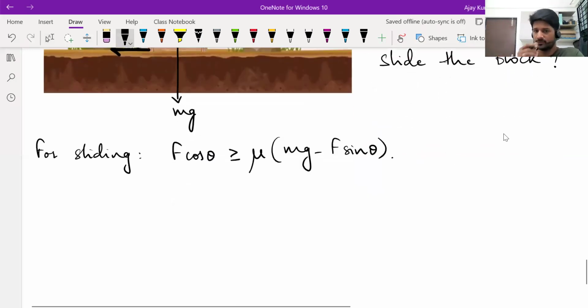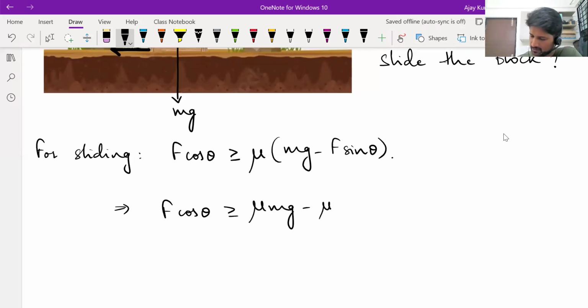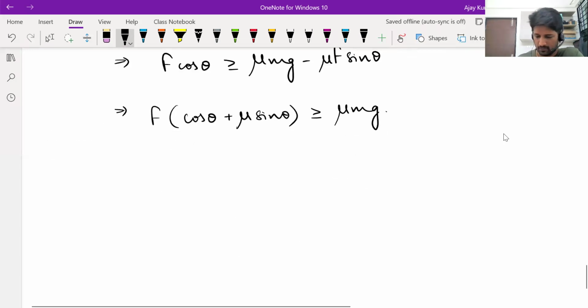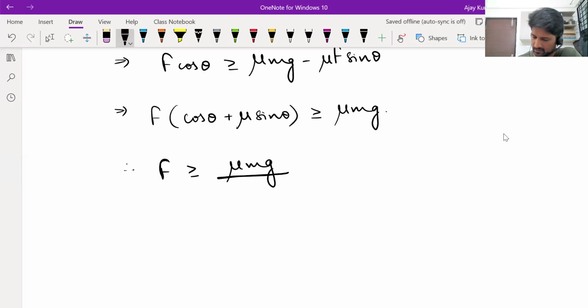Now let us keep the F terms on one side. You get F cos theta. On the other side, you have minus mu F. Okay, let me simplify this. Mu mg minus mu F sin theta. Now keep the F terms on one side. You get F times (cos theta plus mu sin theta) greater than or equal to mu mg. Therefore, the force needed to slide the block is greater than or equal to mu mg divided by the term cos theta plus mu sin theta.